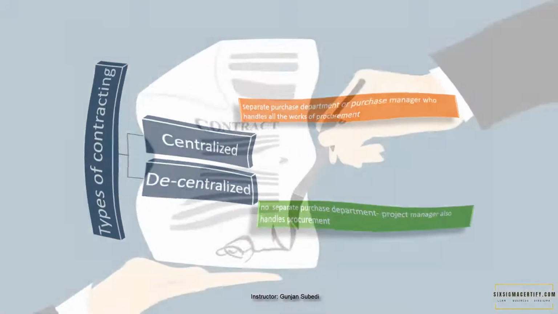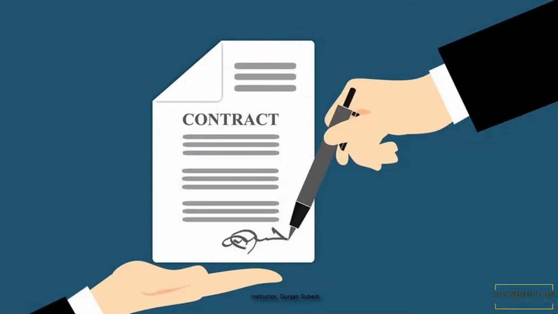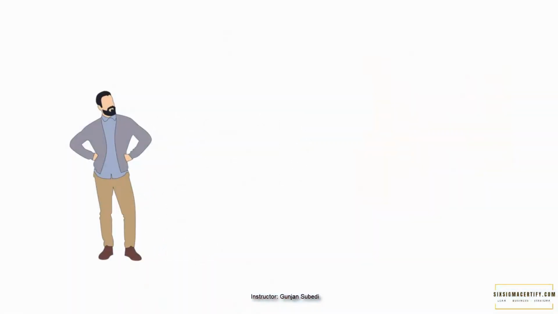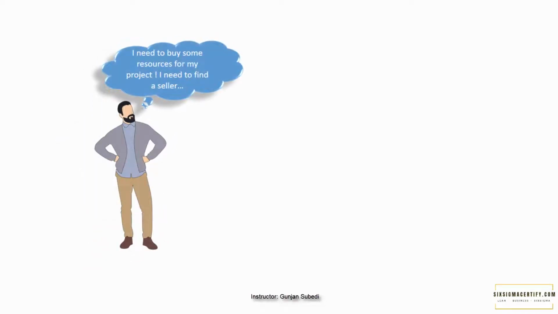Let's now understand the process of contracting, just in brief, so that you understand exactly the need for various procurement documents and different contract types. Let's think of a scenario. You are a project manager in a decentralized contracting system. That means you are responsible for all the activities of procurement. The process that I am describing here is true for a centralized system also, except, as discussed earlier, there could be a separate purchase or procurement department carrying out this function.